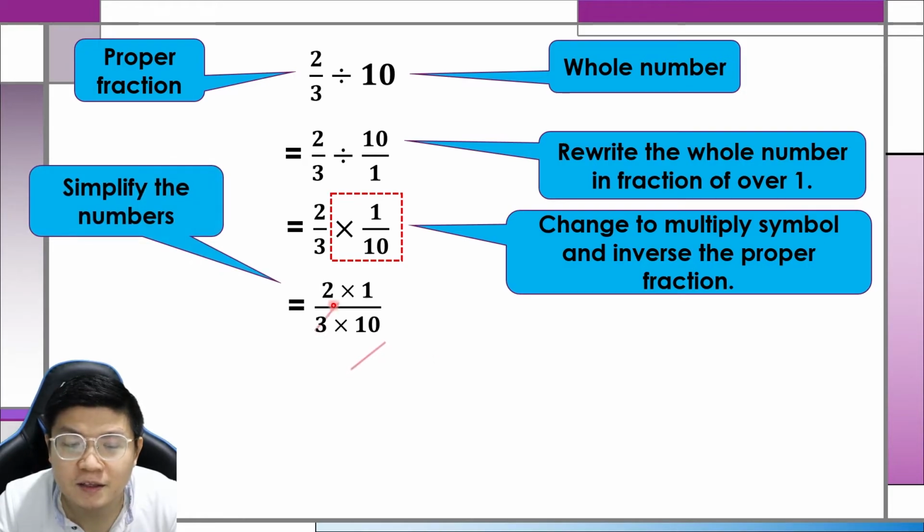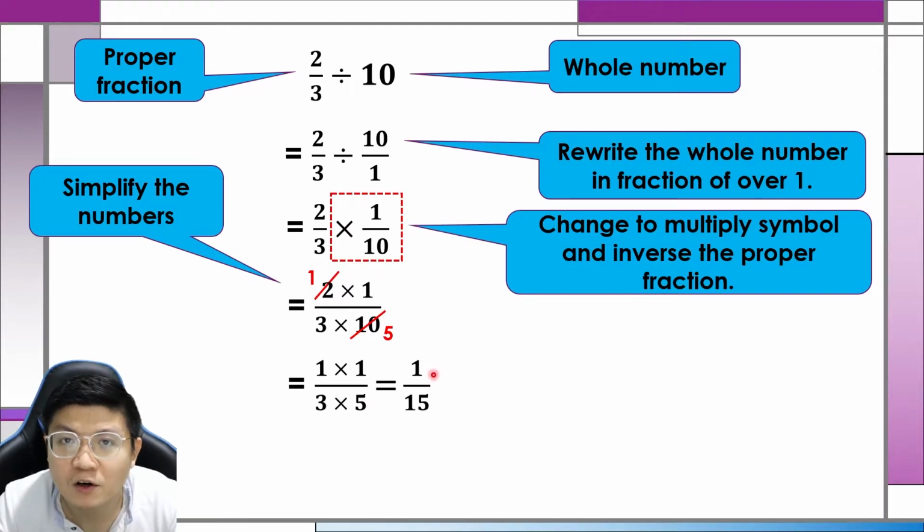Therefore, I get here, simplify with 2, I get 1. This one, simplify with 2, I get 5. Okay, then 1 times 1, 3 times 5, which I get 1 over 15. And I no need to do any conversion here because it is a proper fraction already.